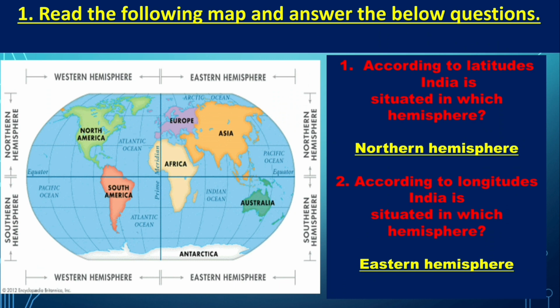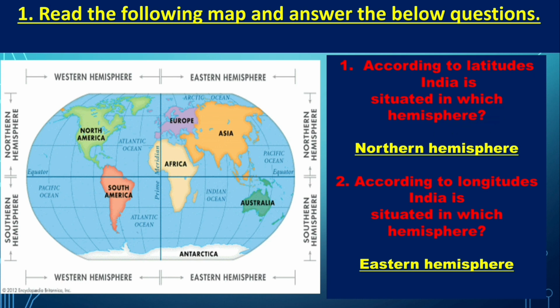Map reading is also a part of mapping skills, and here we have a question for map reading. The question will be like this: read the following map and answer the questions below. So one map will be given, and questions will be given. You have to read the map, that means you have to observe the map properly and find the answers to the given questions. So here the first question is: according to latitudes, India is situated in which hemisphere?